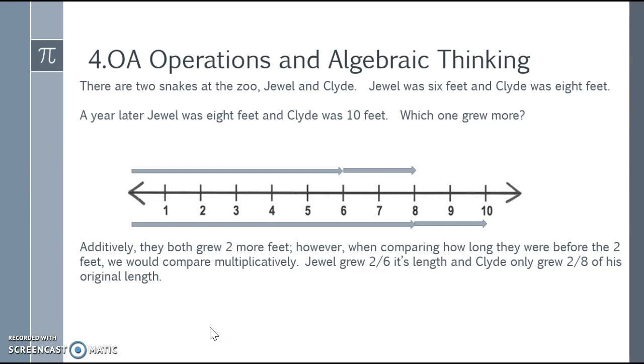However, we must compare how long they were before the 2 feet. We would compare what we call multiplicatively. So Jewel grew 2/6 of her length because the 2 feet, if we place it above here, is over the 6 feet in her length. However, Clyde only grew 2/8 of his length. So we can see overall that Jewel grew more.